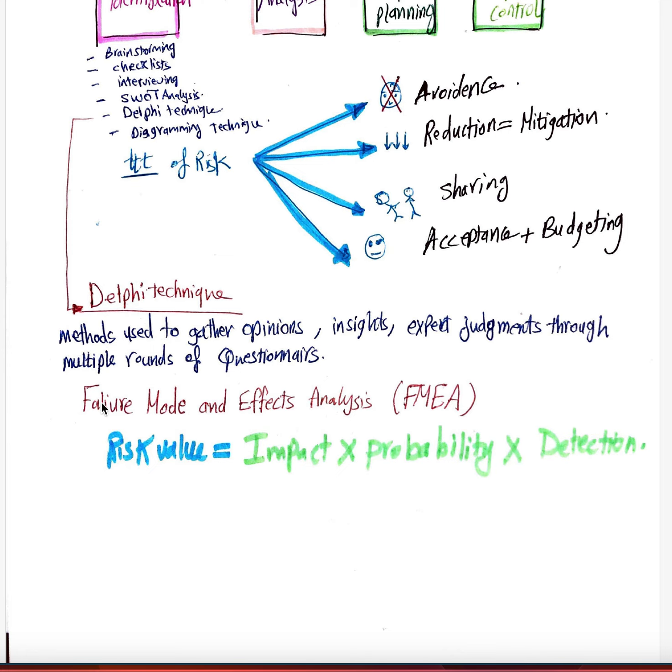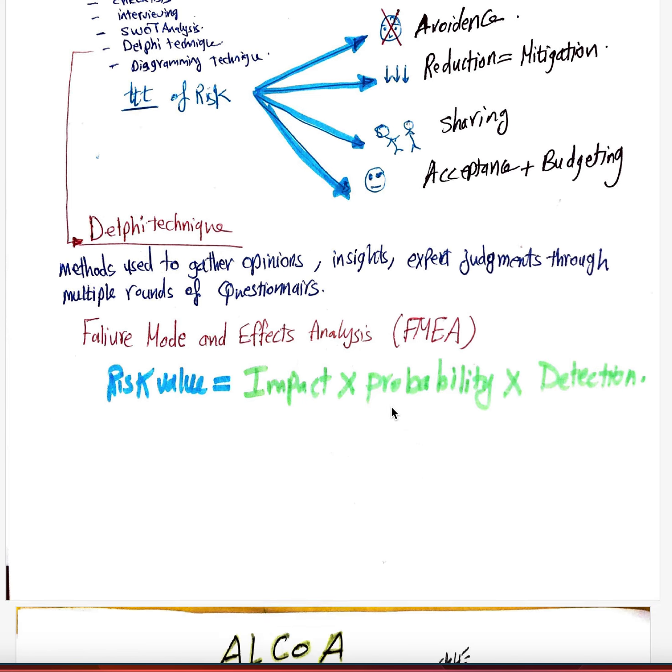There is something called failure mode and effect analysis, FMEA. We can calculate the risk value, which equals probability multiplied by impact multiplied by detection. Exactly this equation is related to failure mode and effect analysis.